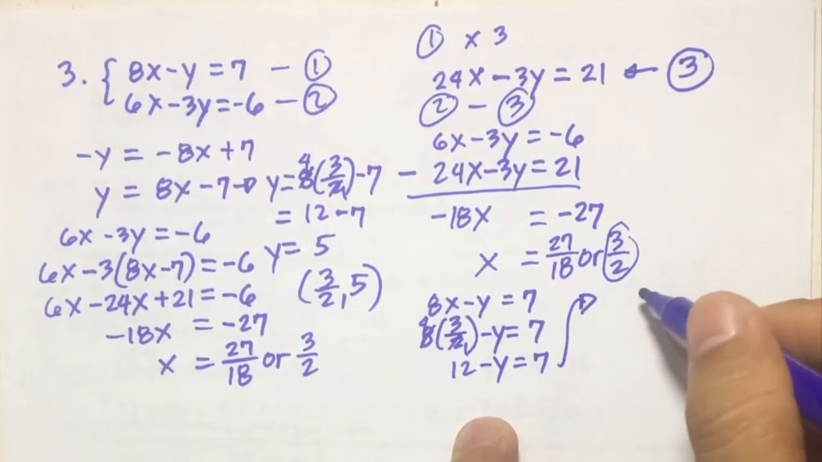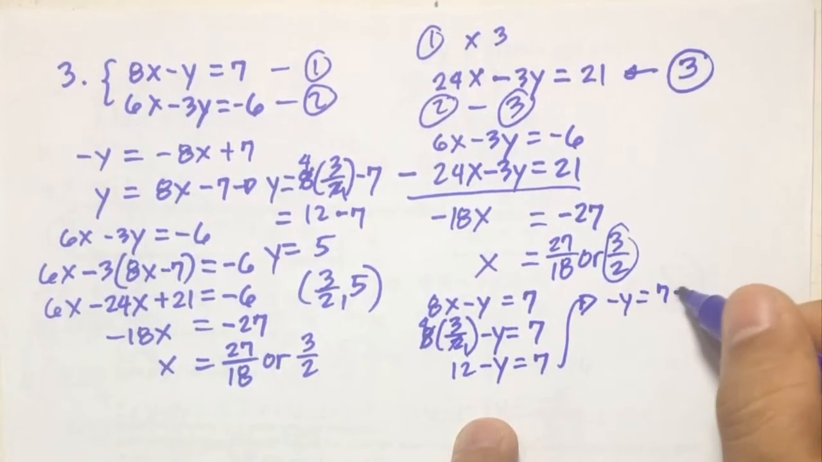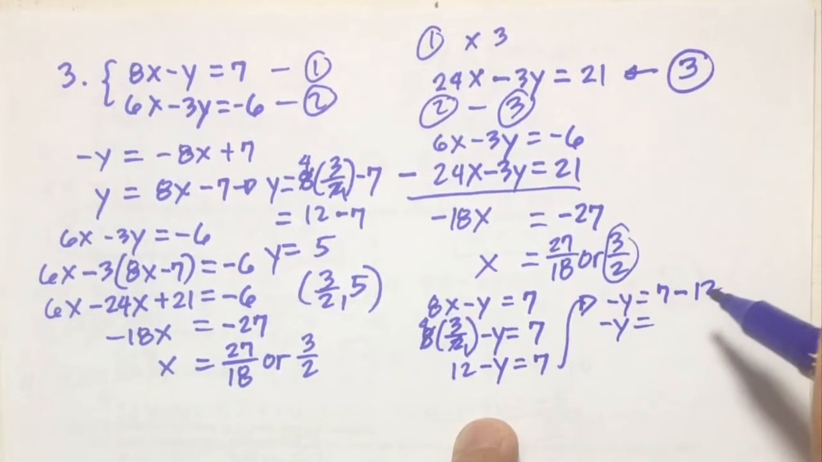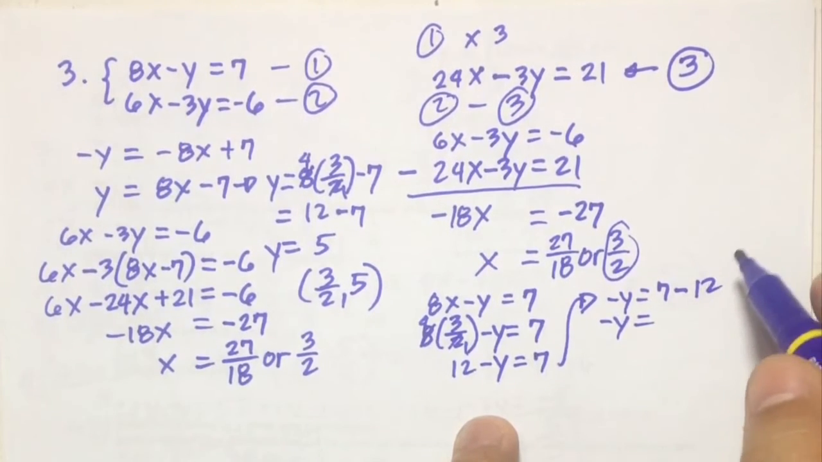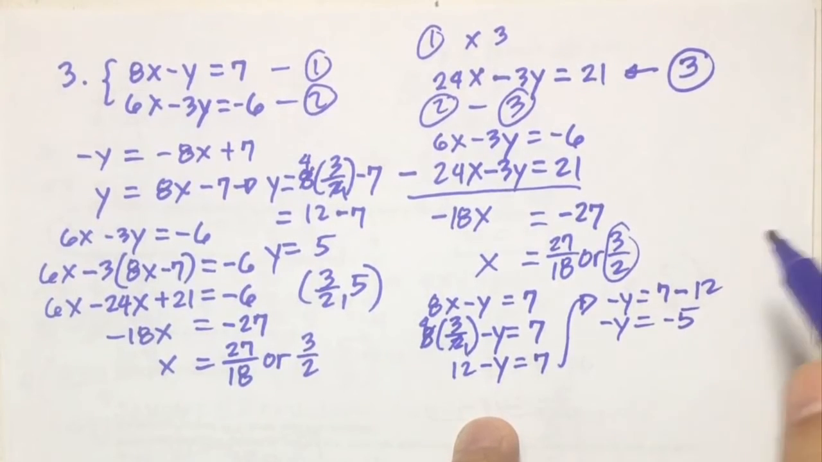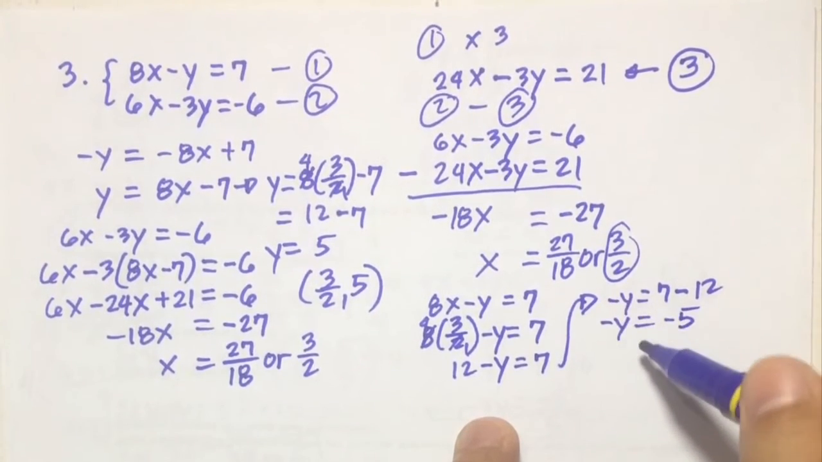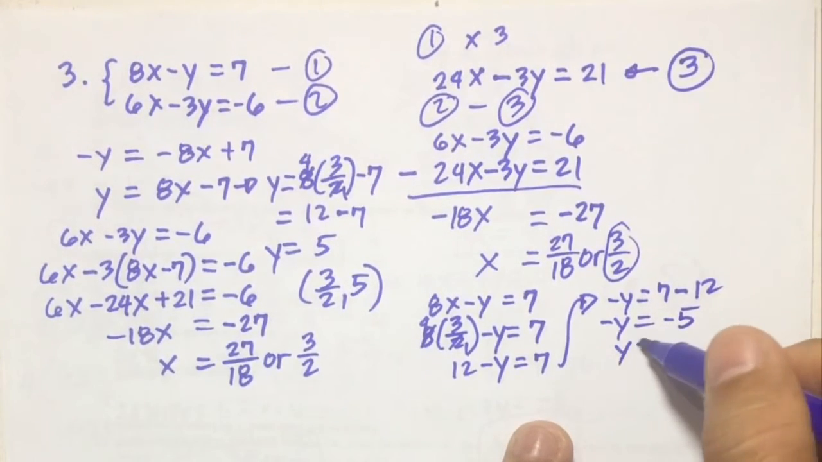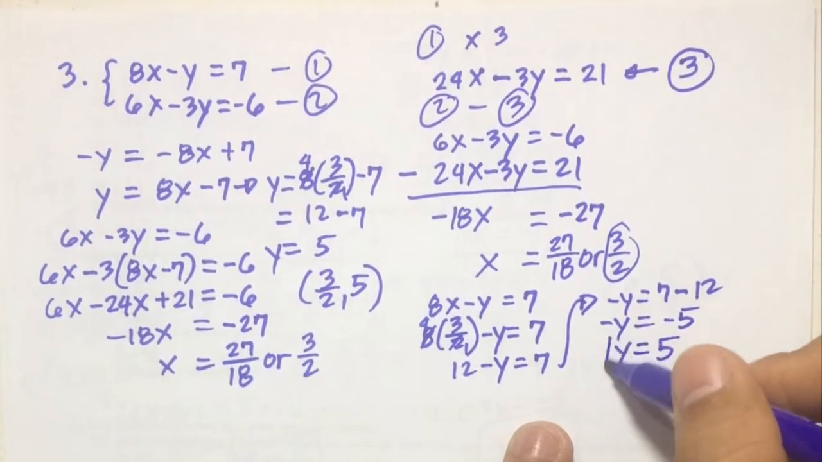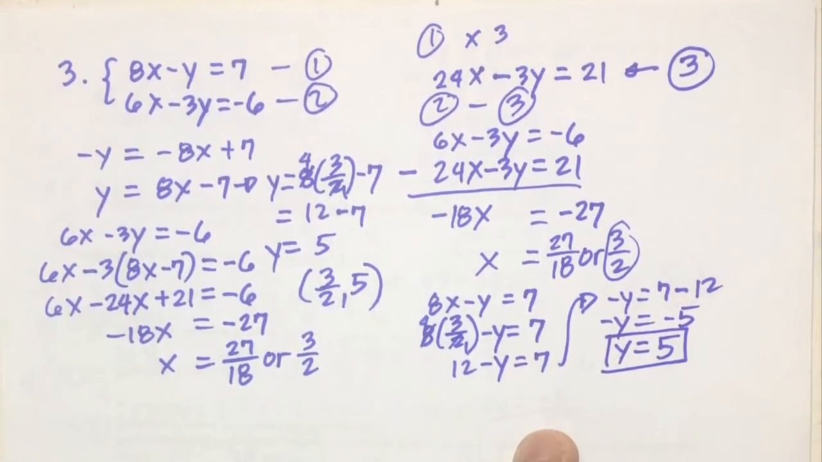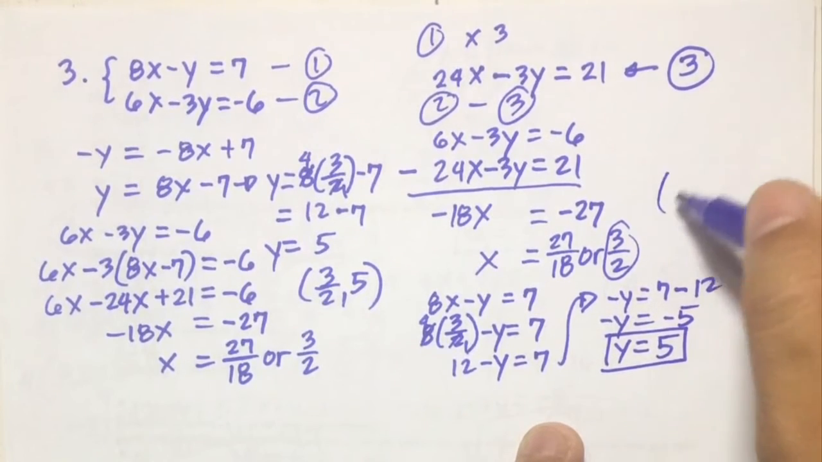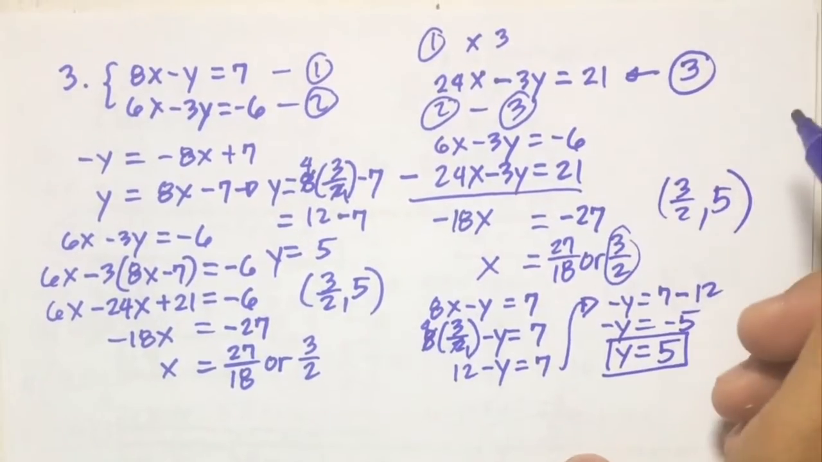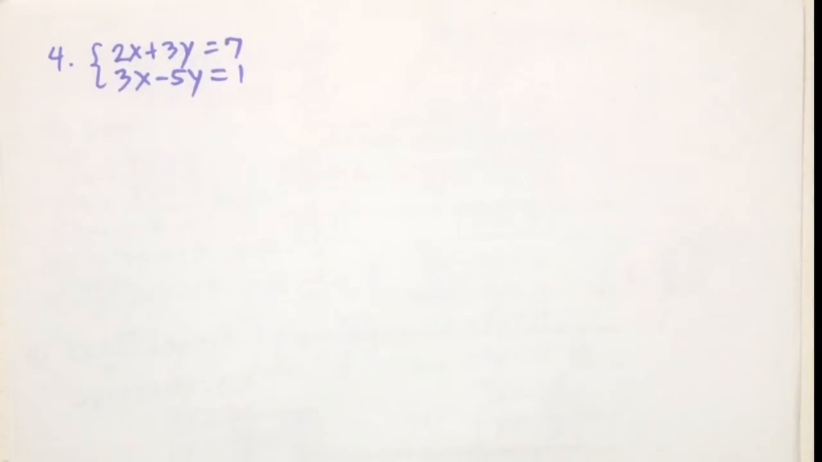Then this is negative y equals 7 minus 12. Then negative y equals 7 minus 12 is negative 5. Then to make the value of y positive, multiply the equation by negative 1, and we're going to have y equals 5. So our solution here will be the point x is 3 over 2, then y is 5. So the same with substitution. So let's have our last example here.